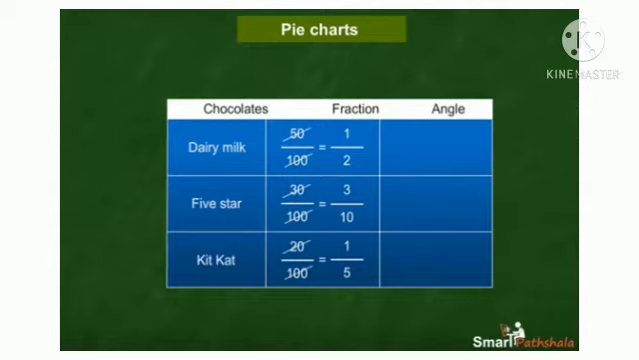Chocolates in fraction of 360 degrees. Dairy Milk is equal to 1 upon 2 into 360, is equal to 180 degrees.